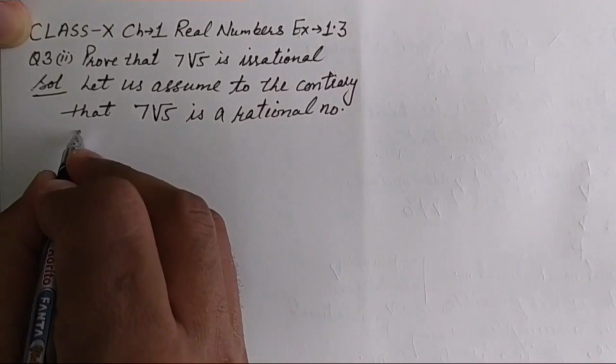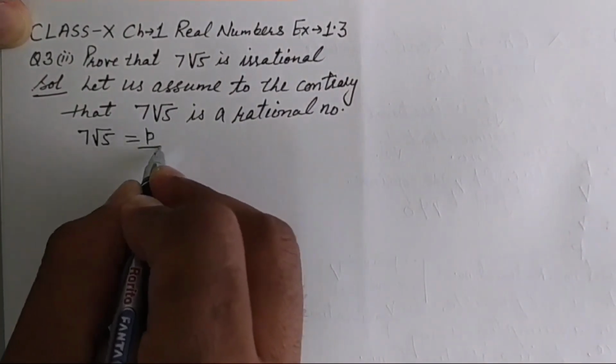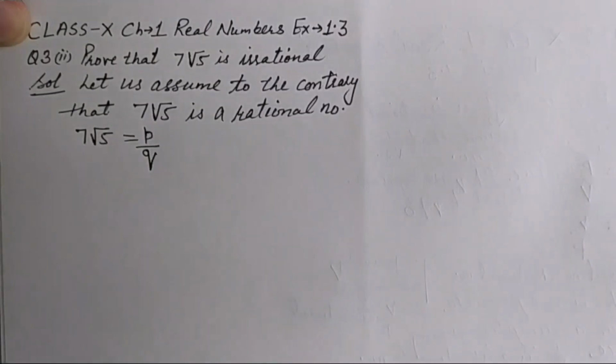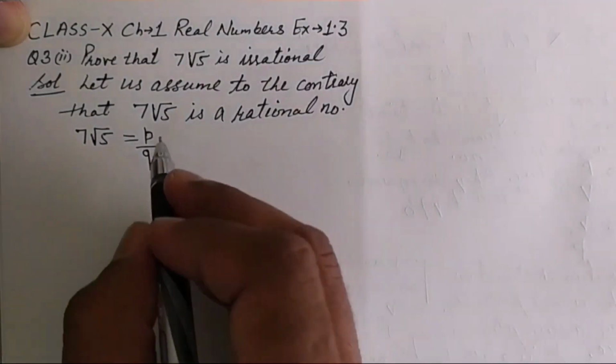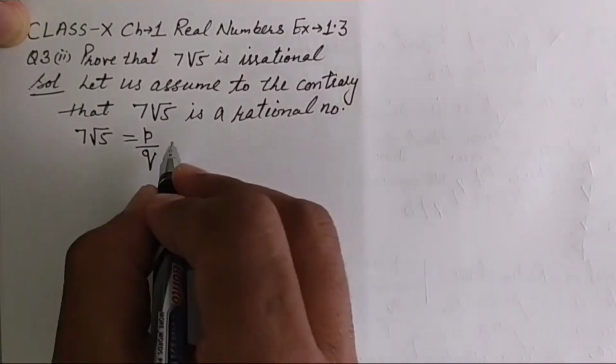So if it is a rational number, then this must be written in the form of P over Q. That we know rational numbers can be written in the form of P over Q, where P and Q are co-prime integers and Q does not equal to 0.